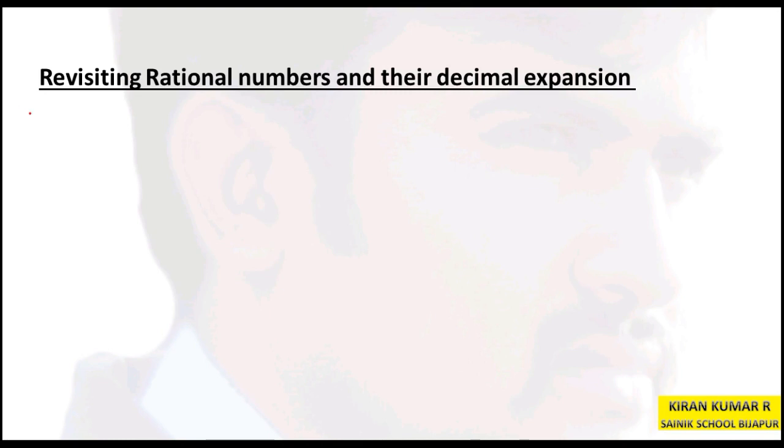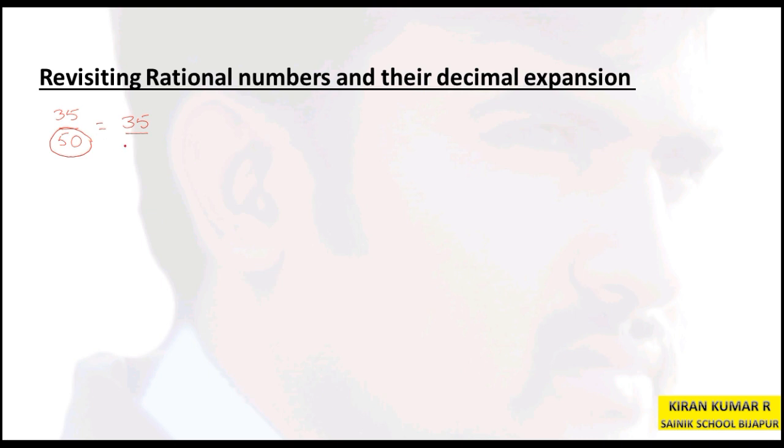Revisiting rational numbers and their decimal expansion. Here we are going to decide whether the given rational number is a terminating decimal or a recurring decimal. Say, for example, I consider 35 upon 50. Is it a terminating decimal? Here we are not going to do actual division, but we are going to express this denominator as a product of primes.